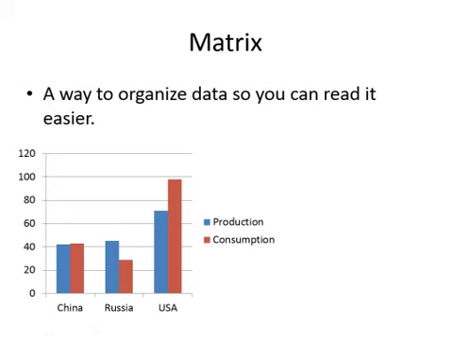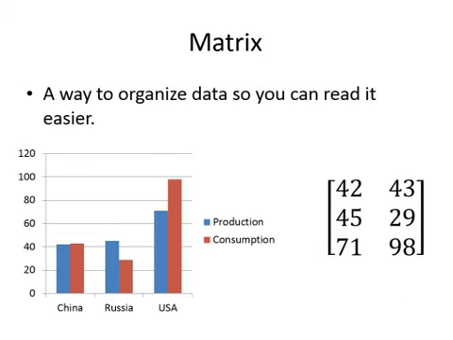The first thing we're looking at is taking data and organizing. So right here we have a graph of China, the US, and Russia, and their production and consumption in a given year. Now, the numbers aren't here, but I'm going to show you what the numbers are. Instead of looking at this graph, we're just going to deal with something smaller and easier to write. We're going to take the parts that we need. We don't care how big of a difference it is, we just care about the actual numbers. So here are the numbers: 42, 43, 45, 29, 71, 98.